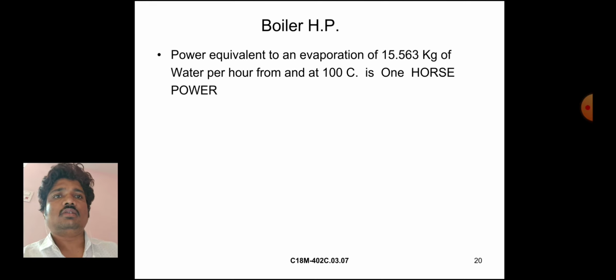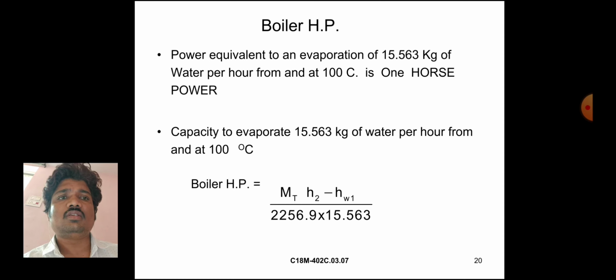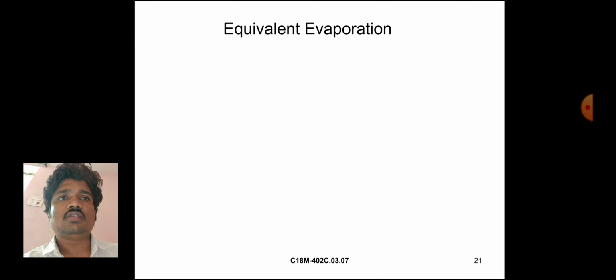Boiler HP: power equivalent to an evaporation of 15.563 kg of water per hour from and at 100 degree centigrade is 1 horsepower. HP means horsepower, the capacity to evaporate 15.563 kg of water per hour from and at 100 degree centigrade. Horsepower is equal to MT (H2 minus HW1) by 2256.9 into 15.563.